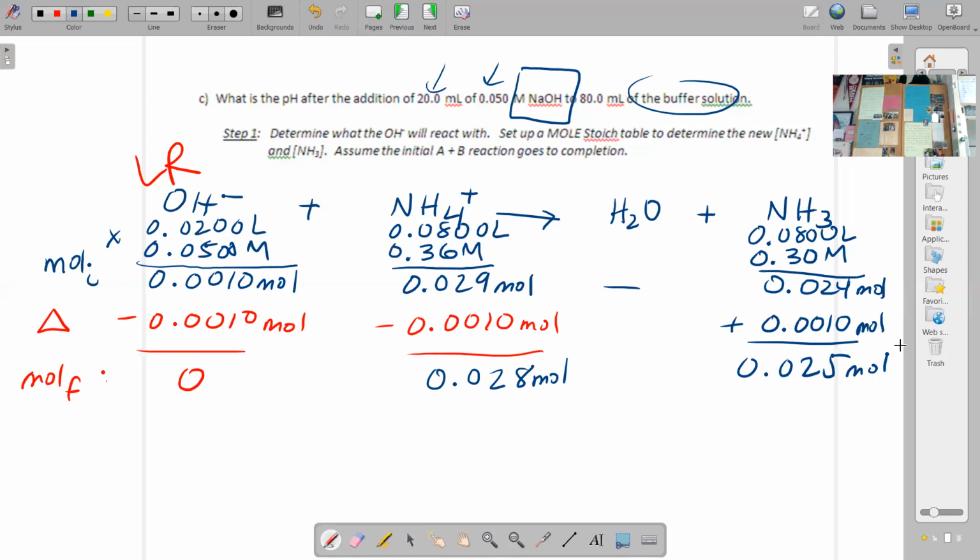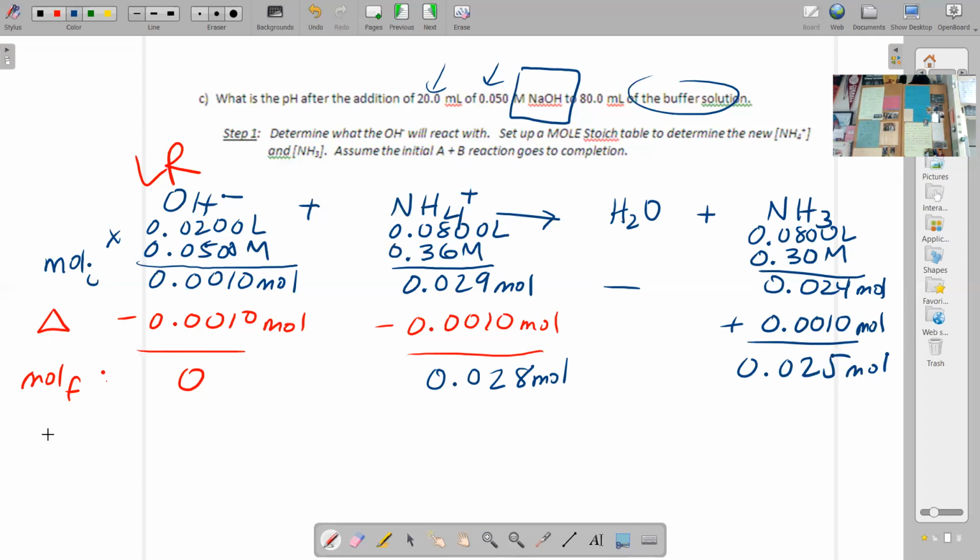Okay. Now, you guys, there's one more piece. We got the moles. This guy went down by a little bit. This guy went up by a little bit. I need molarity, because when it comes down to it, pH is based on molarity. Equilibrium is based on molarity. So the last entry into a mice table is final molarity.